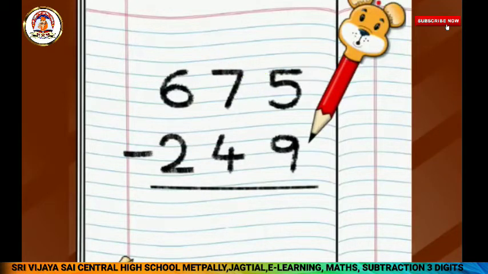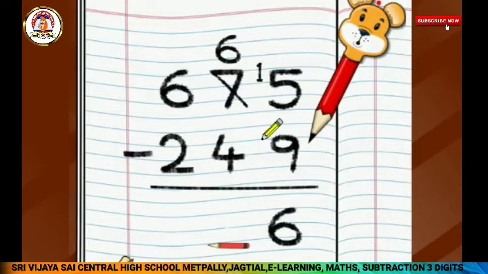7 says, sure, I can give you. So 7 is a nice neighbor. He says, I'll give you 10, but I will be reduced by 1. So 7 becomes 6, and it gives 1 to the 5. So now the 5 became 15. You cross out 7 and write 6, and because 7 has lent a 10 to 5, you write 1 here, so it becomes 15, and this becomes 6. Correct? So now from 15 you can remove 9, right? 10, 11, 12, 13, 14, 15. Yeah, 15 minus 9 is 6.